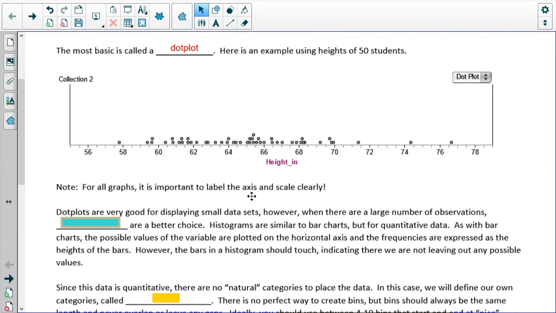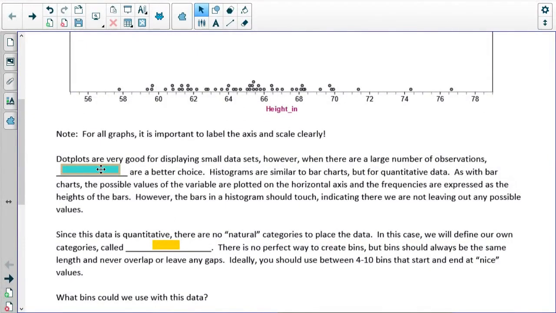You want to make sure you label the axis and scale clearly. So notice that this is labeled with numbers, and we know that it's height in inches. Dot plots are very good for displaying small data sets.